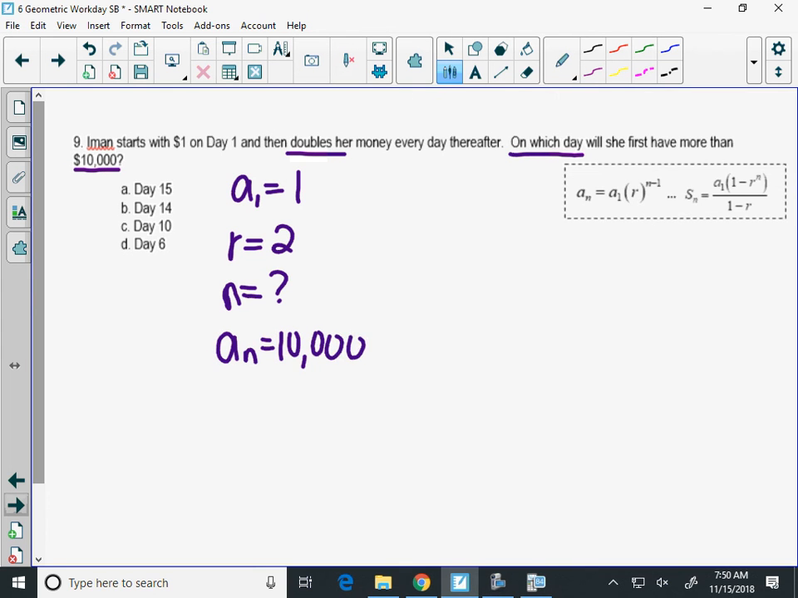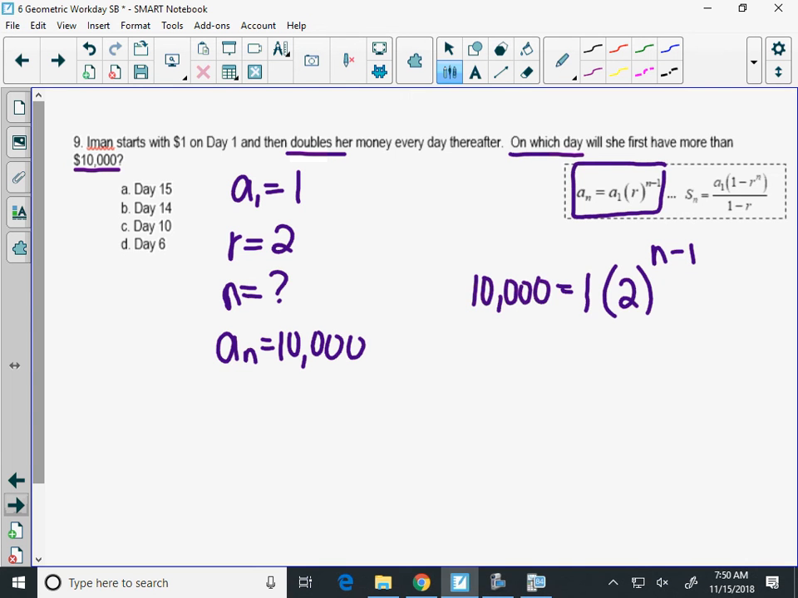We know that on day 1 she has $1, the second day she has $2, then 4, then 8, then 16, on and on. Eventually she's going to get to 10,000. That's a term in this sequence. It's not asking for a total, just an amount of money. So I need to use my sequence formula over here. So let's put in what we know. A sub n, the first thing here is 10,000. We know A sub 1 is 1, and my common ratio is 2. My exponent is n minus 1. I don't know what n is yet.